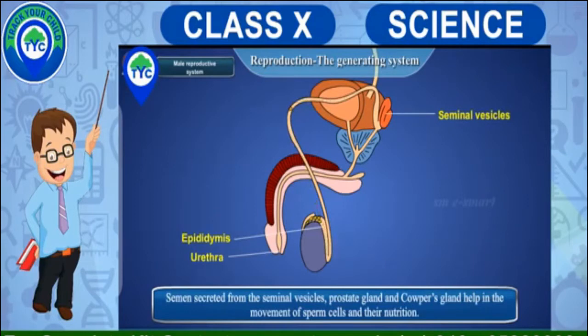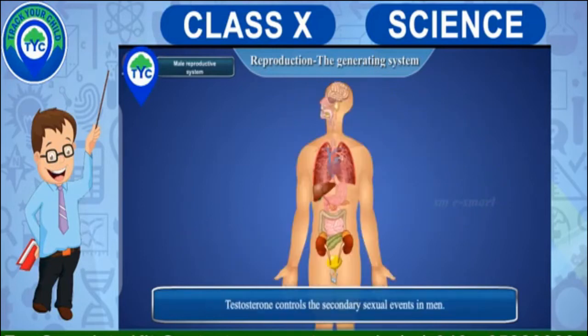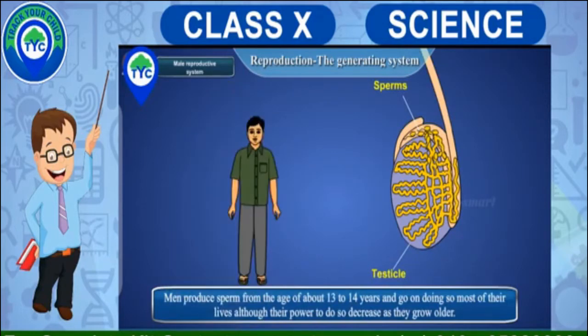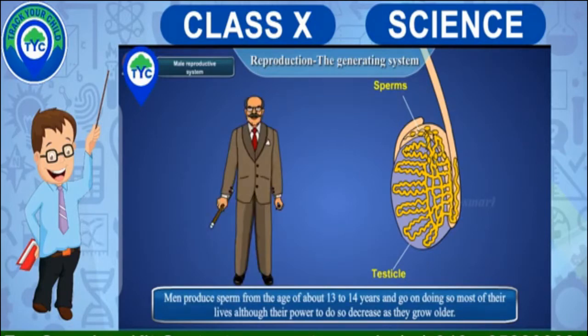Semen secreted from the seminal vesicles, prostate gland, and Cowper's gland help in the movement of sperm cells and their nutrition. Testosterone controls the secondary sexual events in men. Men produce sperm from the age of about 13 to 14 years and go on doing so most of their lives, although their power to do so decreases as they grow older.